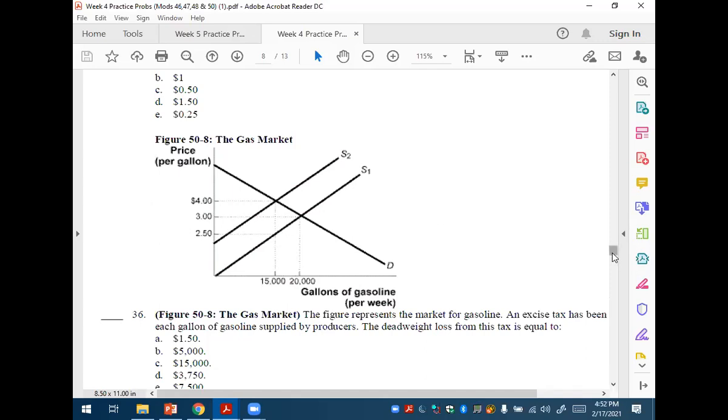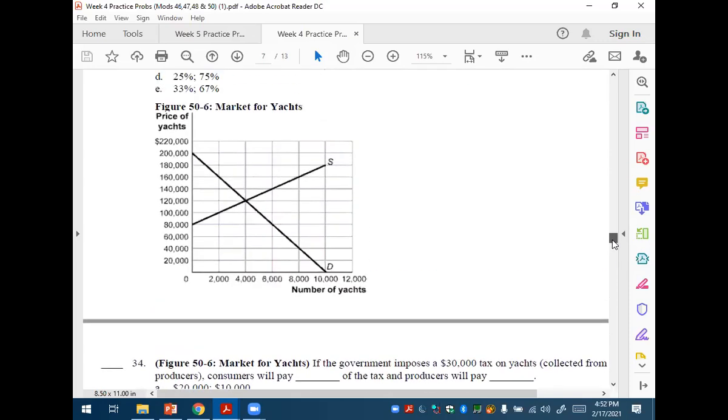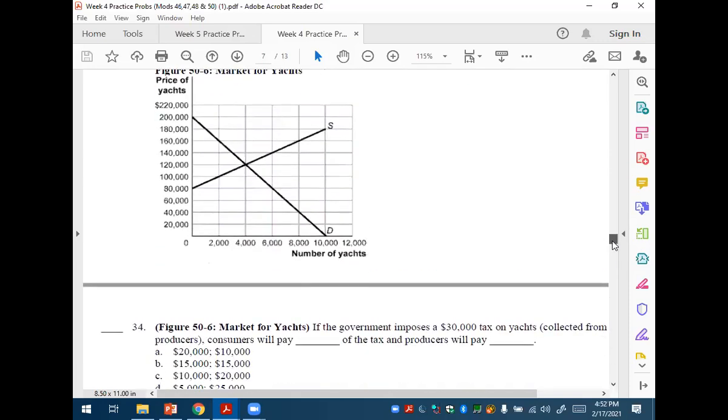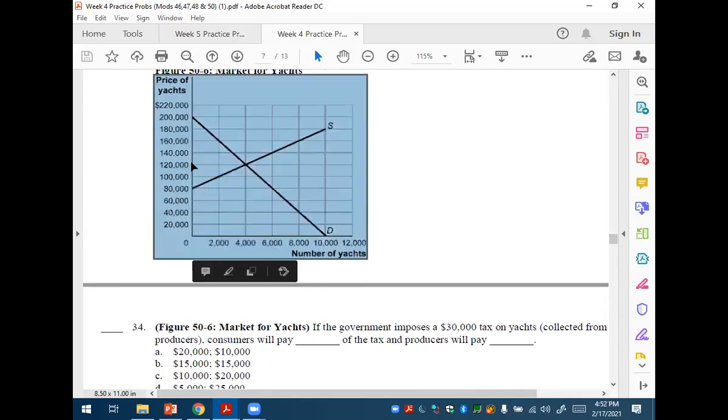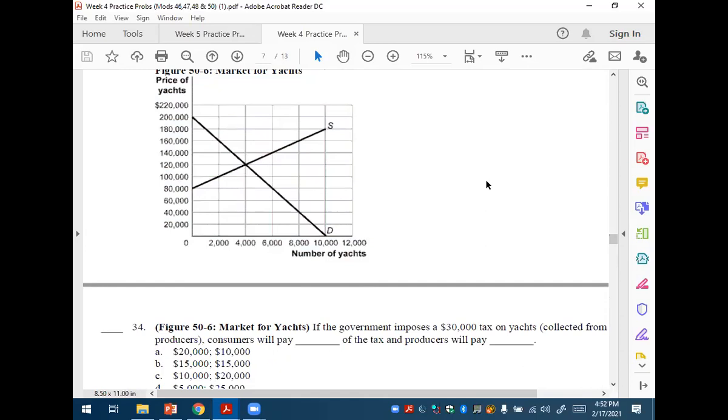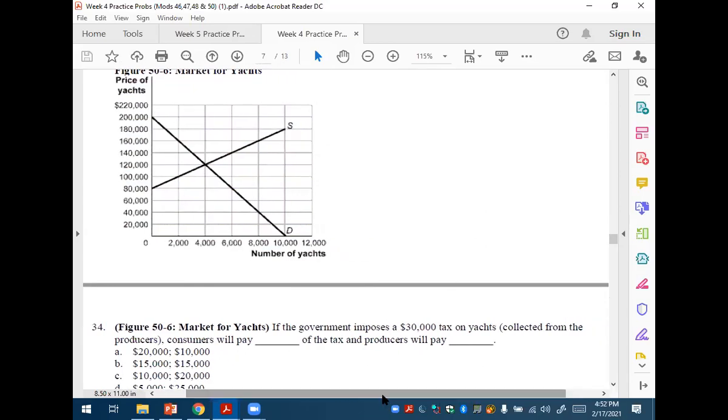This one is very similar. Ooh, yachts. I love yachts. Hey, we put a $30,000 tax on yachts. So here's the thing. What is our equilibrium price? It's right here at 1,200. So in a healthy market, this is our price. But if I put a $30,000 tax on yachts, we know who's going to pay the tax. This says collected from producers, but who's going to bear the burden? Consumers and producers, both. Remember that?